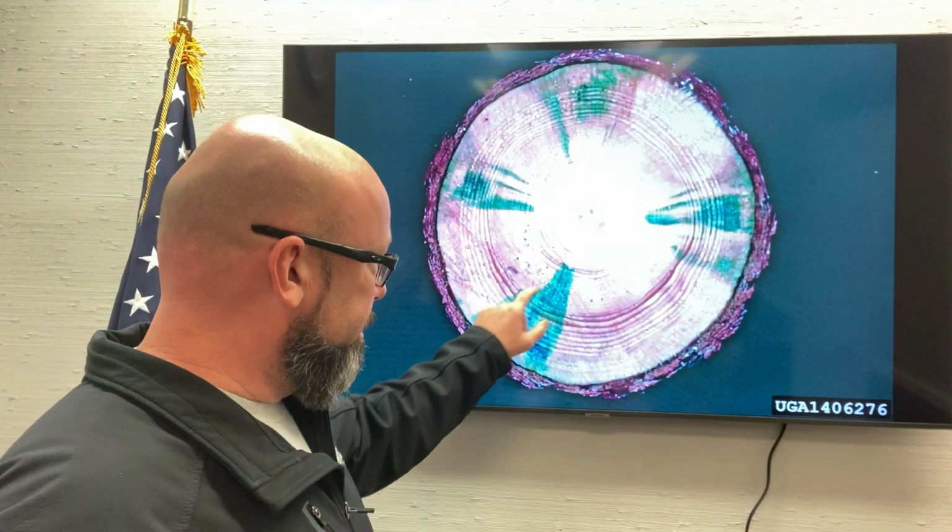So I want to talk a little bit, and we're going to talk about good housekeeping again here in a minute, but this is important right here. This is blue stain fungus.